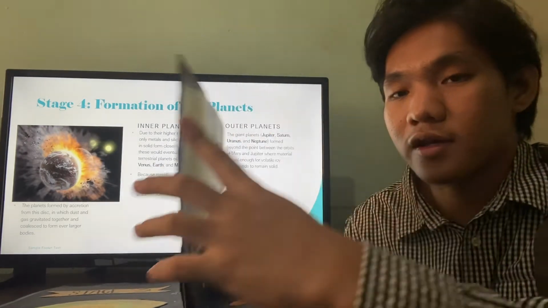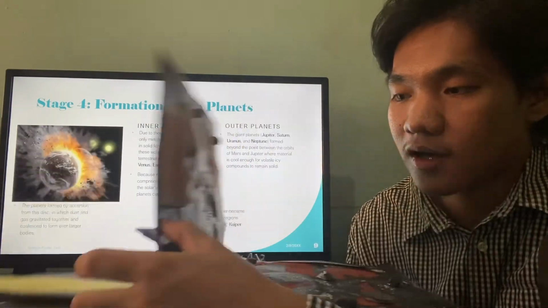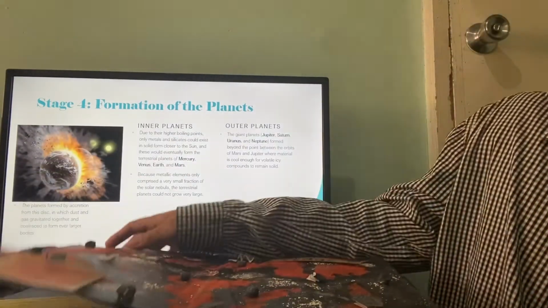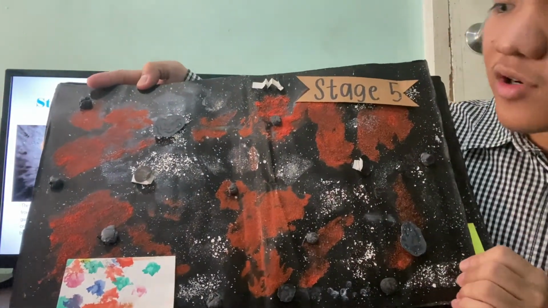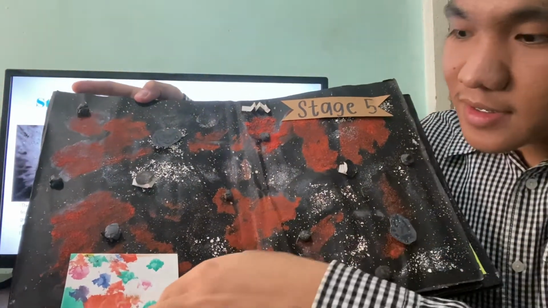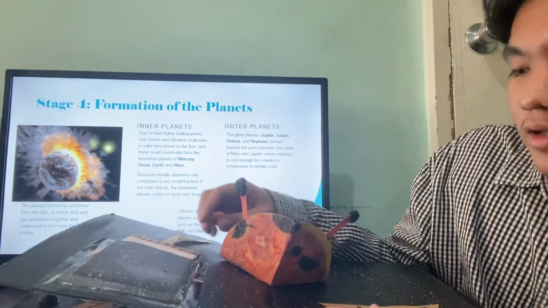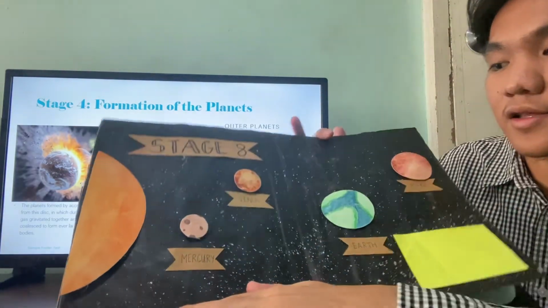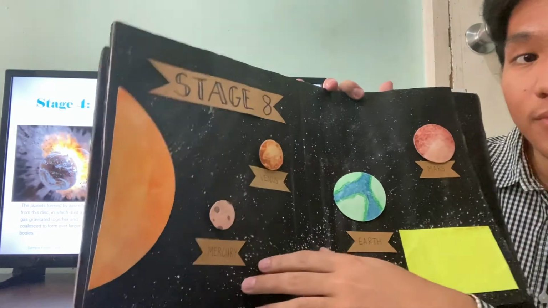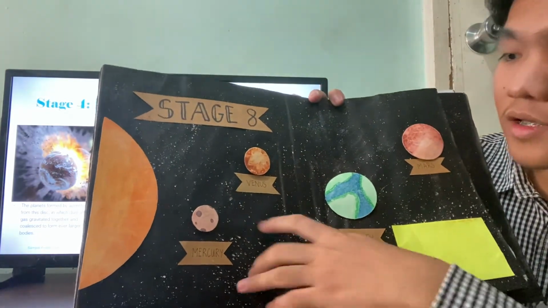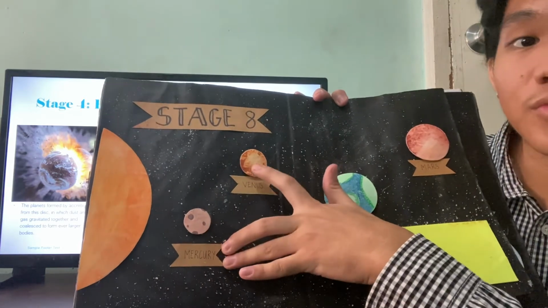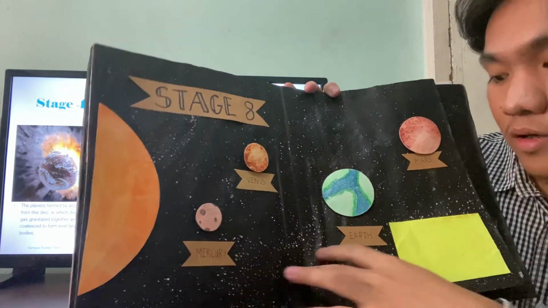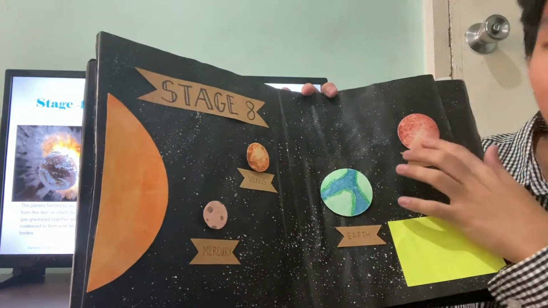A more creative representation of that. There. That is the formation of the planets. The inner planets: this is Mercury, and then Venus, the Earth, and Mars.